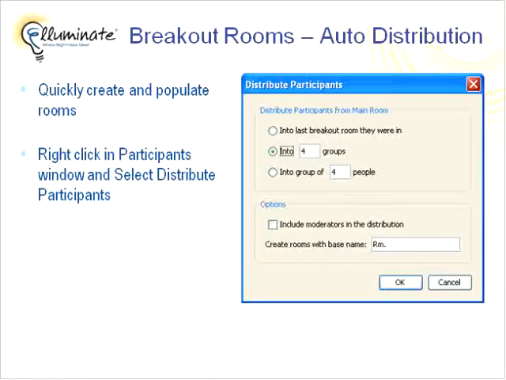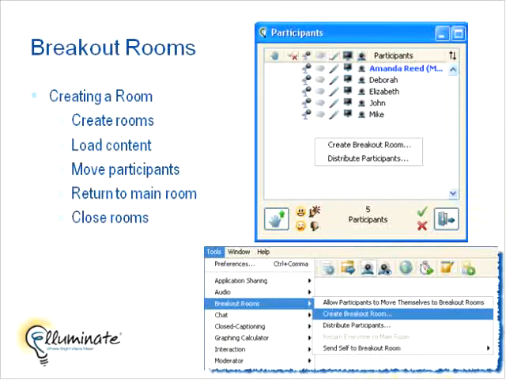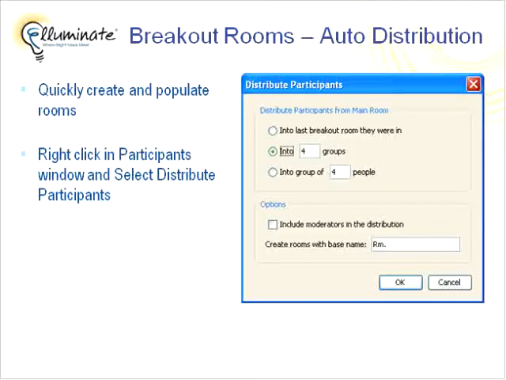Now that's how you're going to create an individual room, or you could do that one at a time. I could create 50 rooms, but doing it one at a time. I also can quickly create and populate the breakout rooms by right-clicking the participant window and selecting Distribute Participants. Now let me just go back one. I also can do that by going Tools, Breakout Rooms, Distribute Participants. Okay, so it's a right-click in the participant window, or it's from the drop-down menu. Either way works exactly the same.